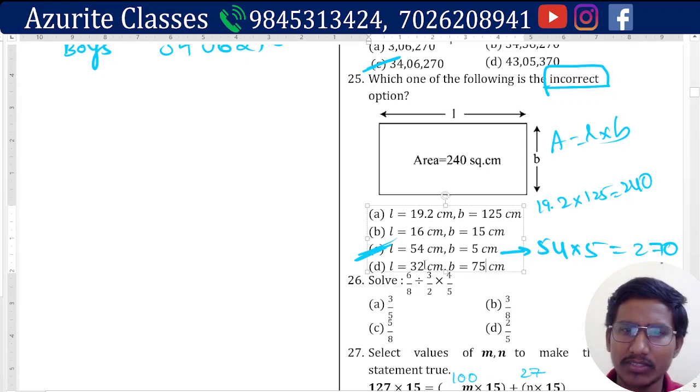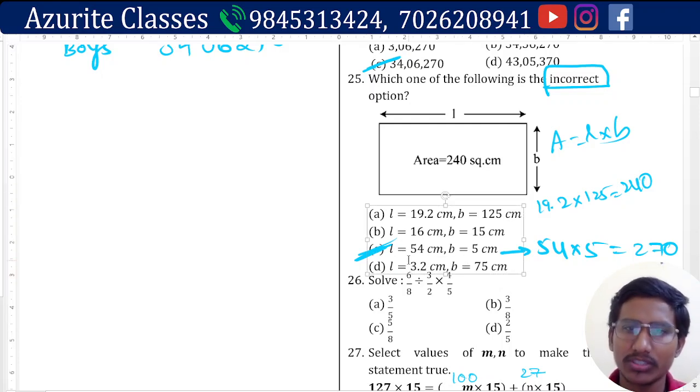No. So that is, it should be 3.2 into 75. So you make it as 3.2 into 75. So that should be 3.2. So that is also 240.